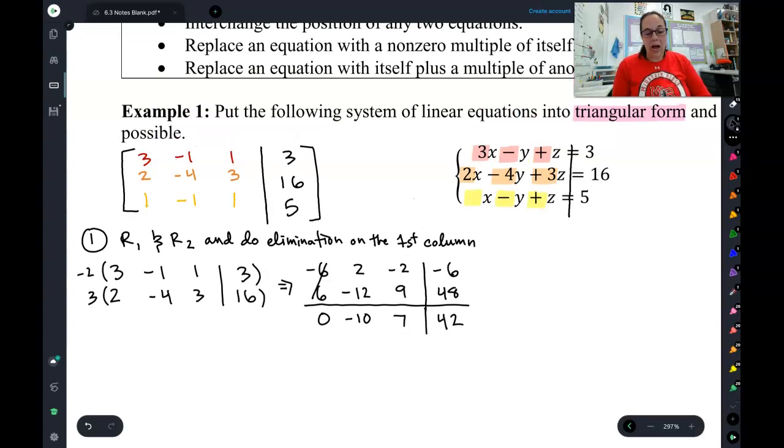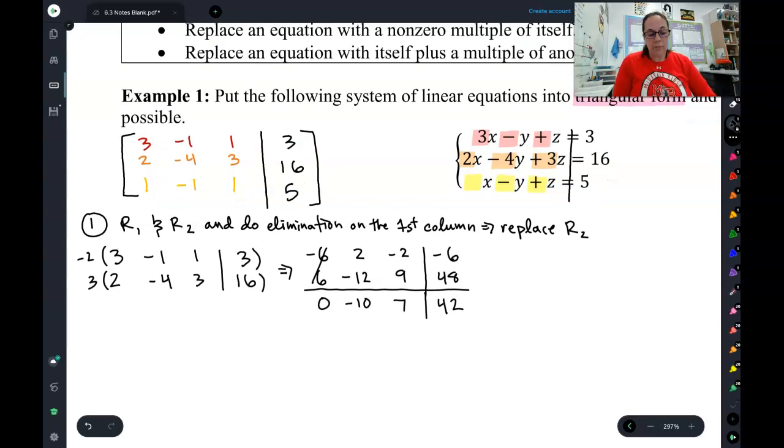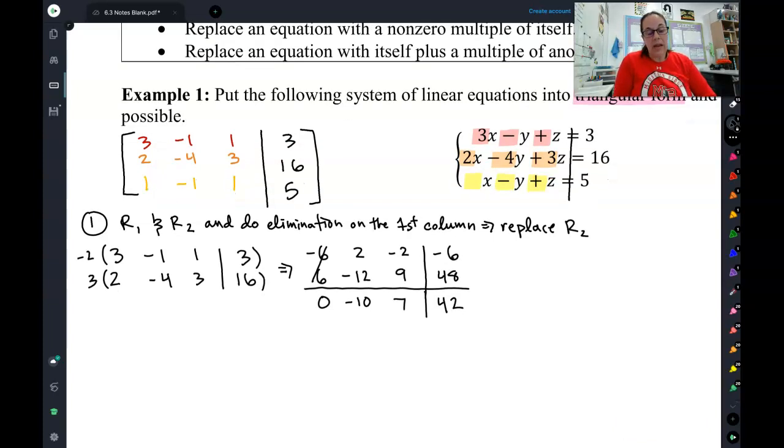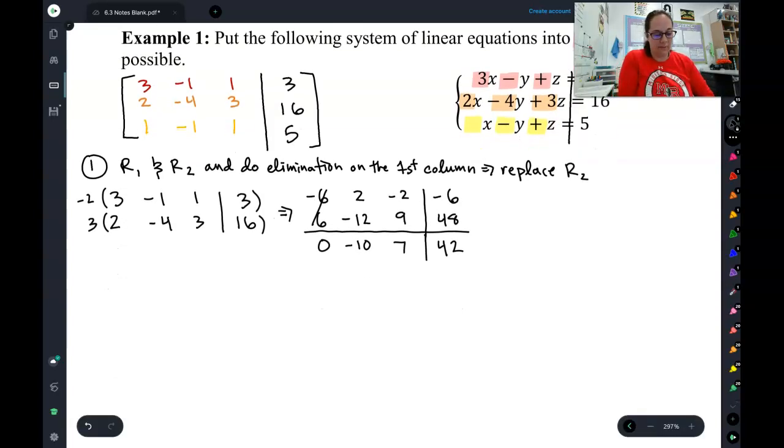Now, remember, I can replace one of the two equations that I just used with my new answer. I am going to specifically replace the second equation, row 2. So I'm going to take this answer and replace row 2 with it. That's part of our steps to make sure this works out every time.